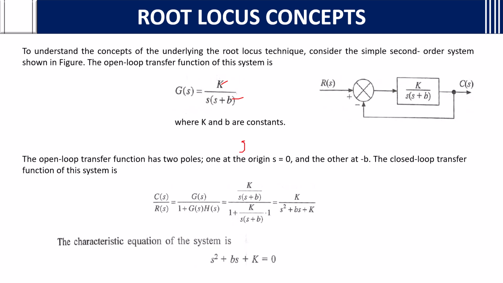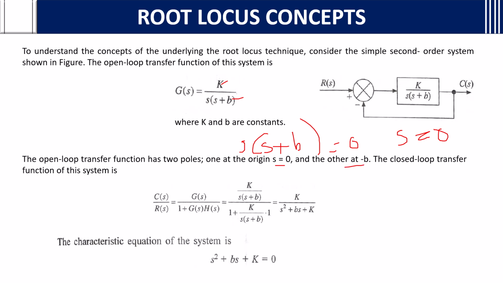How? The characteristic equation is nothing but the denominator of 1 plus G of s H of s, so s into (s plus b) should equal 0. One is s equals 0, and s plus b equals 0 means s equals minus b. So these two are the poles.